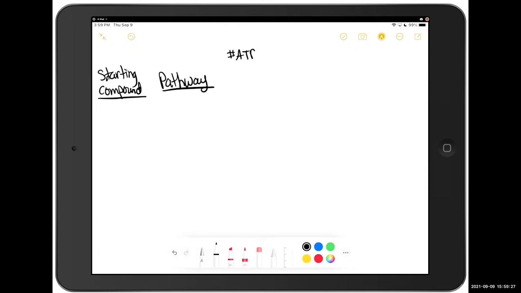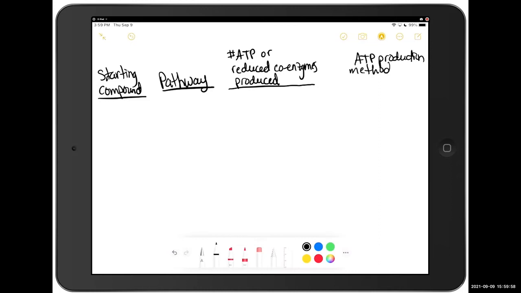number of ATP or reduced coenzymes produced, okay? And then I want you to tell me the ATP production method. And your options are SLP or oxidative phosphorylation. We just discussed that, right?